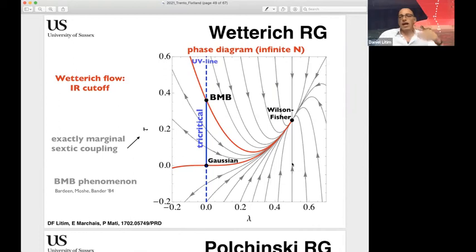So let's now take O(N) in 3D and remind ourselves what the physics of this theory looks like at large N. What I've plotted here for you is the phase diagram. You see two axes, the quartic coupling and the sextic coupling. Remember, the sextic is canonically dimensionless. So you clearly see that the theory can have a Gaussian UV fixed point. You can flow out of it and end up in the Wilson-Fisher fixed point.